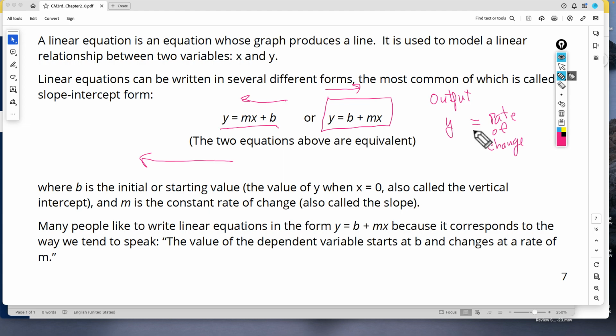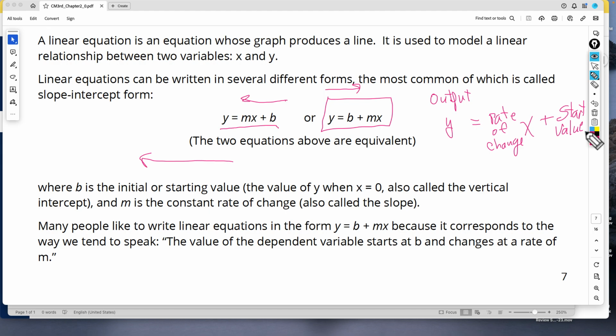And again, that might be, if you're paid hourly, you're paid $15 an hour. You multiply by the number of hours you work. But there's always this starting value. Sometimes that might be 0. You show up for work and that's when you start getting paid. But you might get paid a fee.